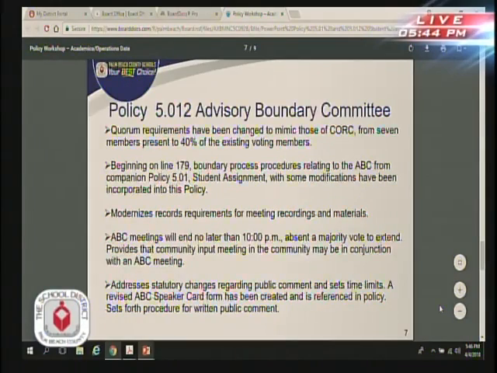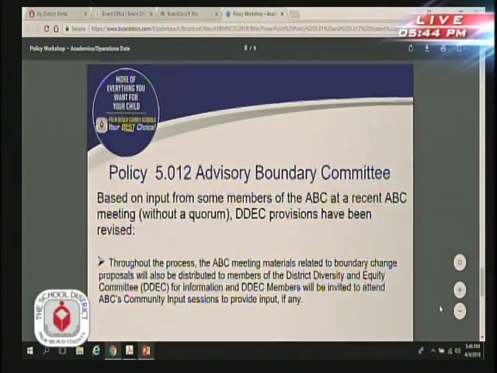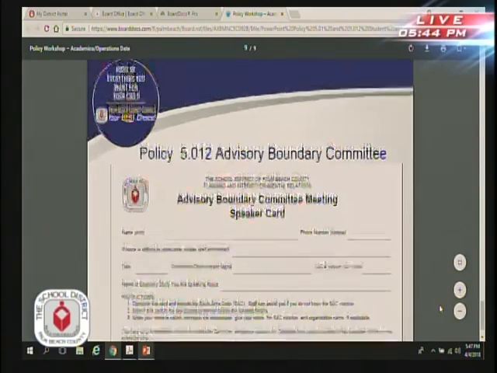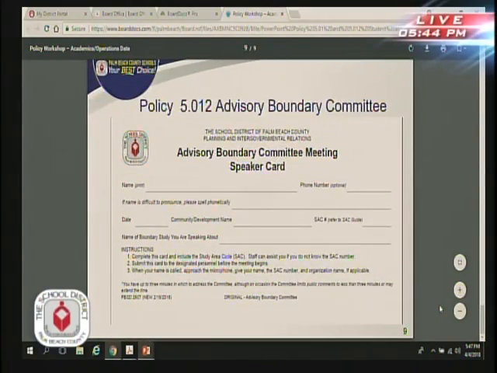There are some other procedural changes that were made, including that throughout the boundary process we will be providing the ABC meeting materials to the Diversity and Equity Committee. If they have any input they'd like to provide, they will be invited to attend the ABC meetings. This change was put in as a result of the ABC input. We're also implementing a new ABC speaker card, which is a PBSD form that's going to be incorporated with this policy. With that, I'll be happy to answer any questions.